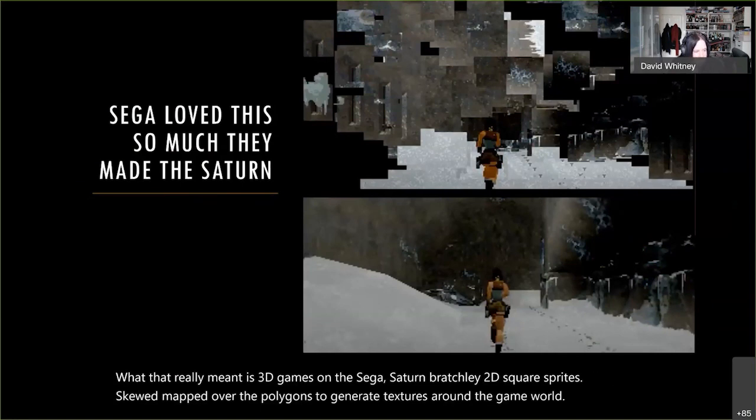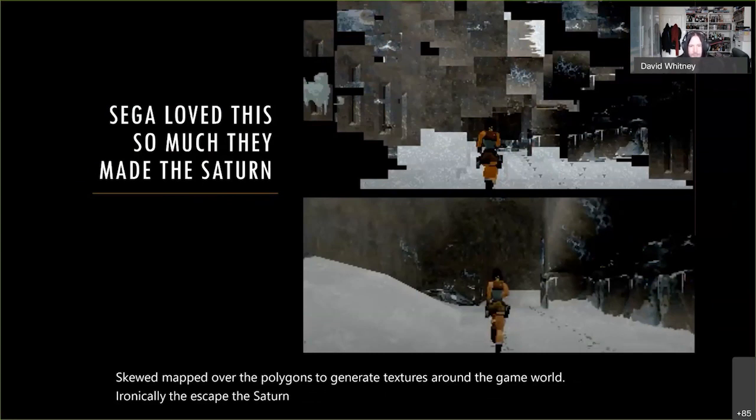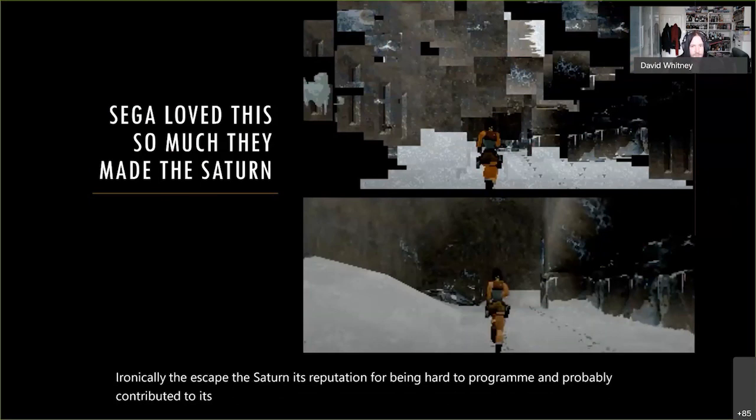Ironically, this gave the Saturn its reputation for being hard to program and probably contributed to its defeat at the hand of the Sony PlayStation, which made a large bet on true polygonal 3D. I find this screenshot amazing.